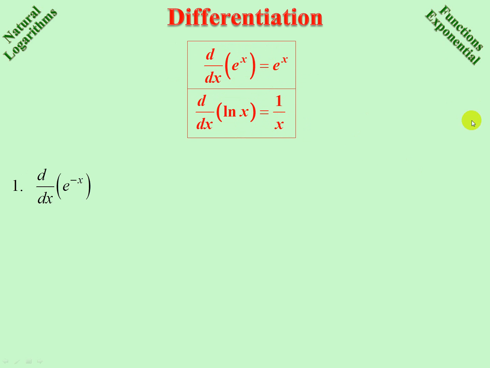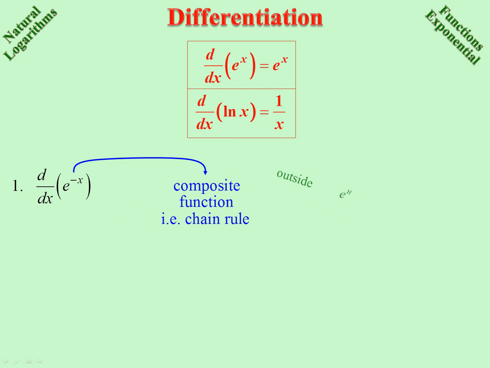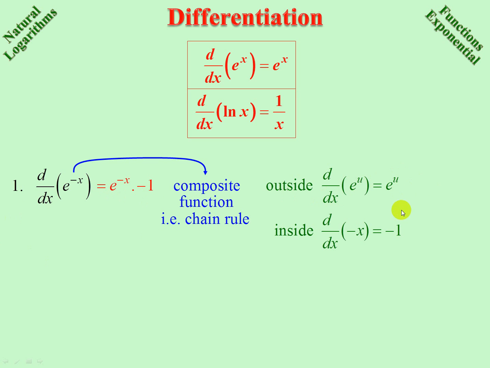So, derivative of e to the minus x, well, notice that there is a composite function. Outside function, e to the u. Inside function, negative x. When we differentiate the outside, we come straight back with e to the u. Differentiate the inside, we get negative 1. And the chain rule says derivative of outside times derivative of inside. E to the u times negative 1, which simplifies a bit.